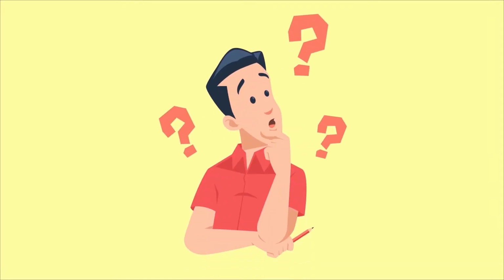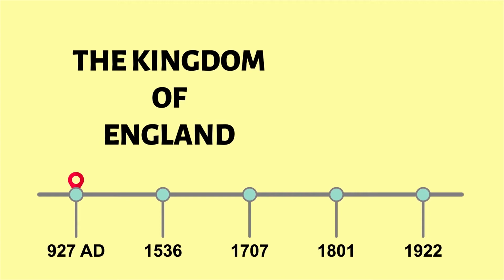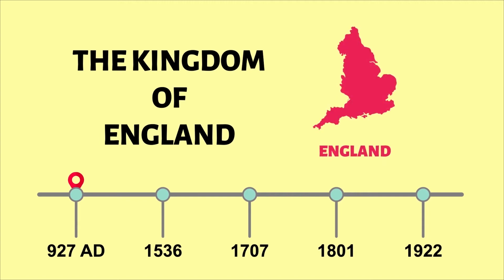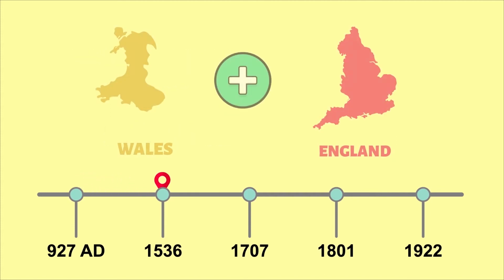So, how did the United Kingdom become the country of countries? To understand this, I prefer a simple notion: the timeline of events. 927 AD. The Kingdom of England, established by the unification of Anglo-Saxon tribes across modern-day England. 1536, Kingdom of England and Wales. A bill enacted by King Henry VIII effectively made England and Wales the same country, governed by the same laws.